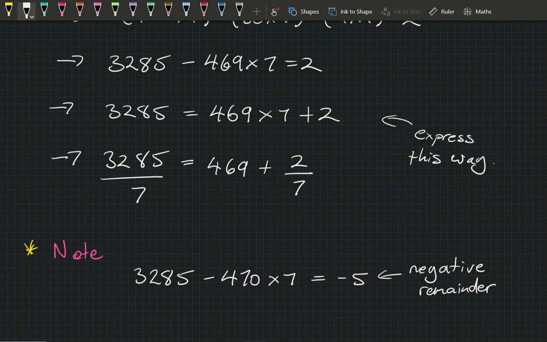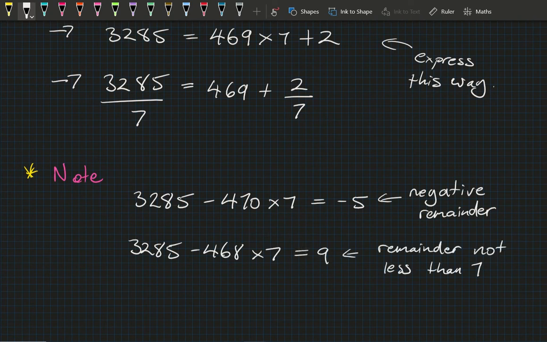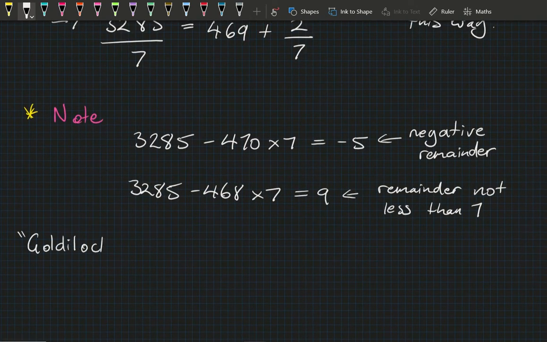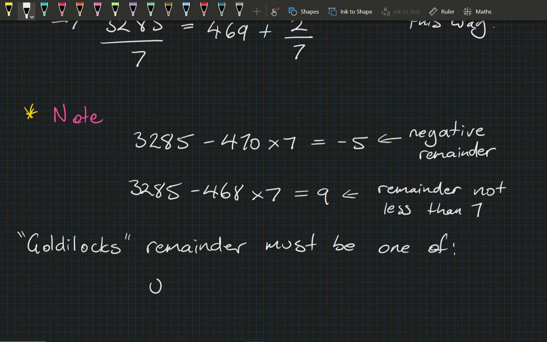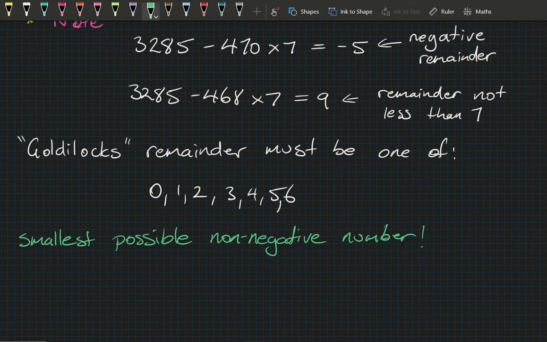If we did 3,285 and subtracted 468 times 7, we'd be left with 9. And that is not less than 7. And don't forget, 7 is also not less than 7. So that means that the Goldilocks remainder must be one of 0, 1, 2, 3, 4, 5, or 6 when we're talking about 7. Because if I land on 7, then 7 subtract 7 is 0. If I land on a number bigger than 7, then it's going to be more than 0. And if I land on one of these numbers you can see written down here, if I subtract 7, we're going to be at a negative number. So what you need to do is get to the smallest possible non-negative number.